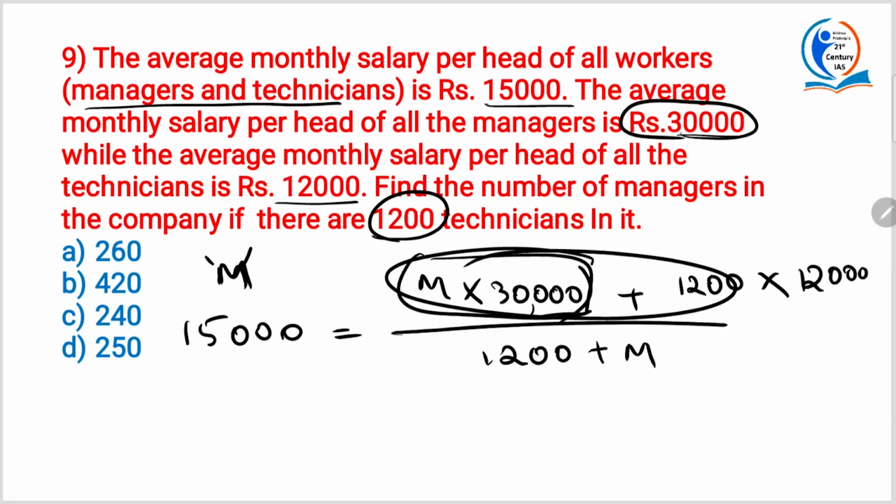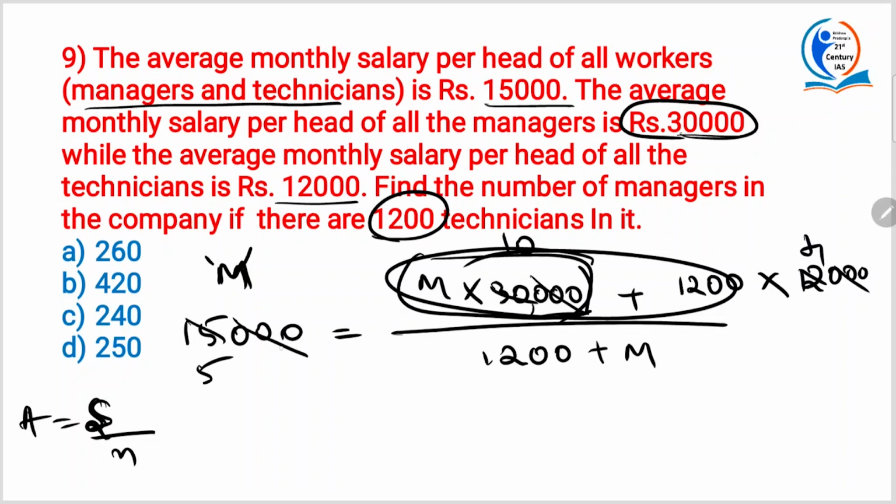The same thing, no? Average is equal to sum by number, so sum total is equal to average into number. That is what I'm writing here. Got my point? Now, here 3 zeros and 3 zeros will get cancelled. 3 5s are 15, 3 10s are 30 and 3 4s are 12.